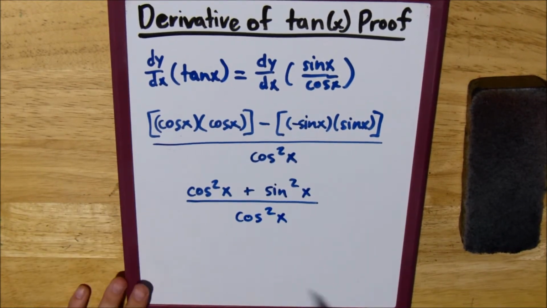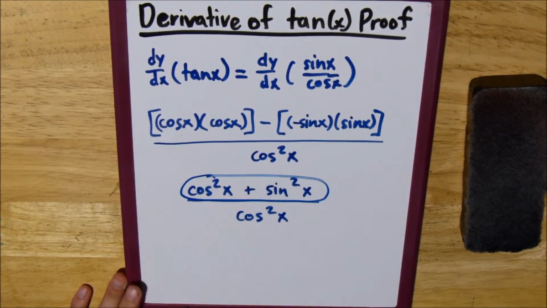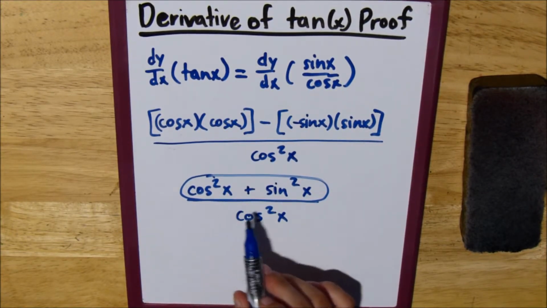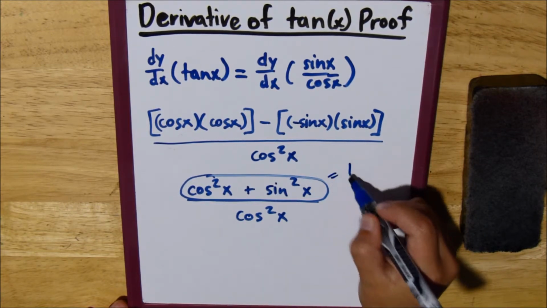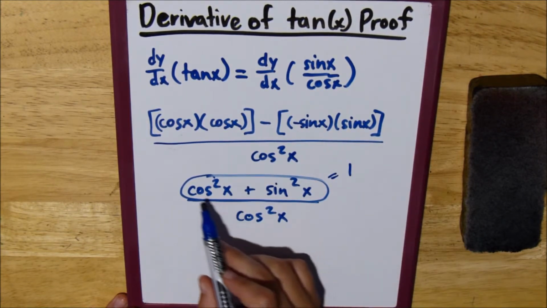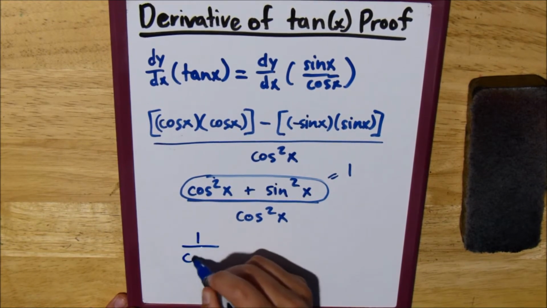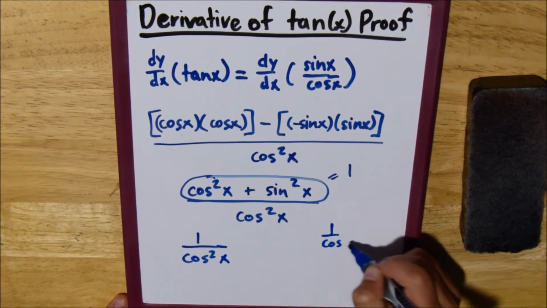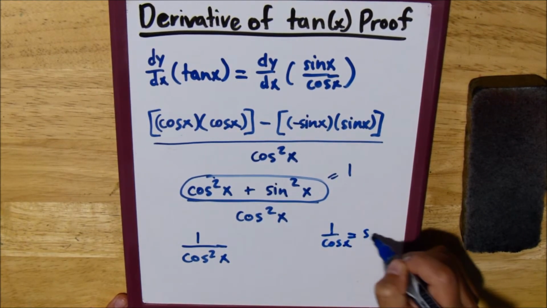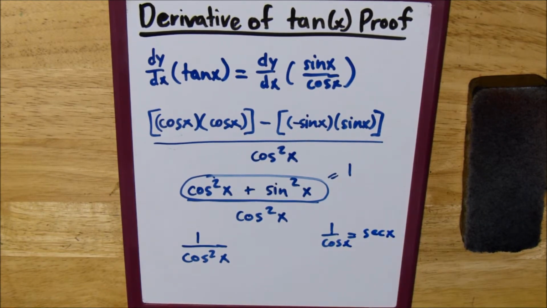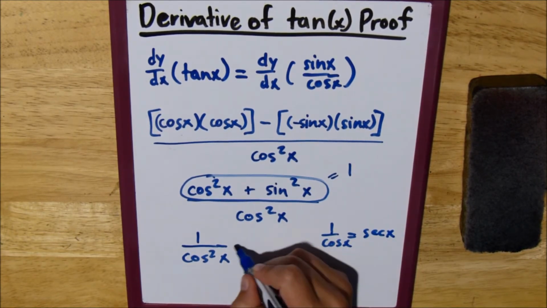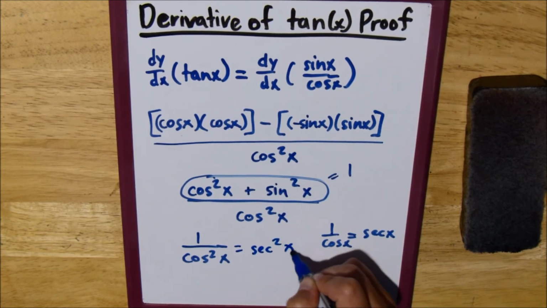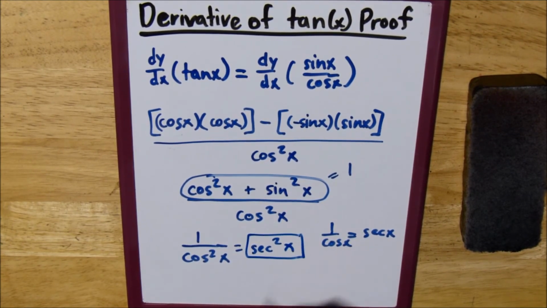And here we can take a look at the numerator. There's one cosine and sine property that says that cosine squared x plus sine squared x is the same thing as 1, right? So we can just rewrite the entire numerator as 1, and then we have 1 over cosine squared x. Now, we know that 1 over cosine is the same thing as secant of x. So it makes sense that 1 over cosine squared x is the same thing as secant squared x. And this is the derivative of tangent of x.